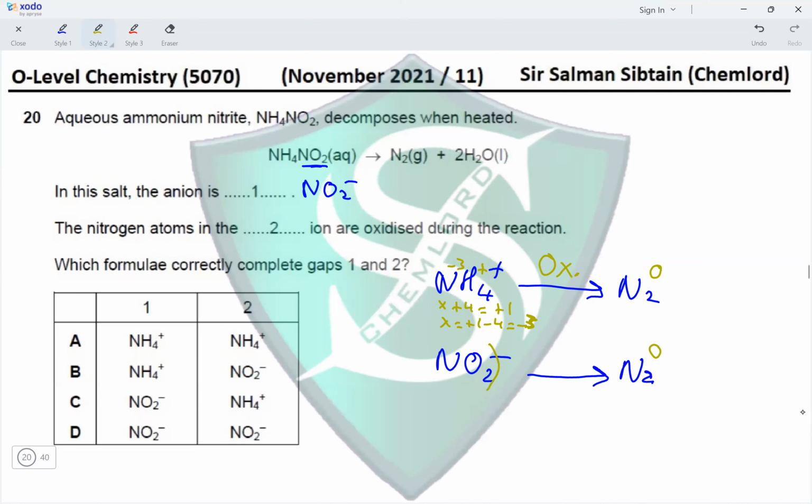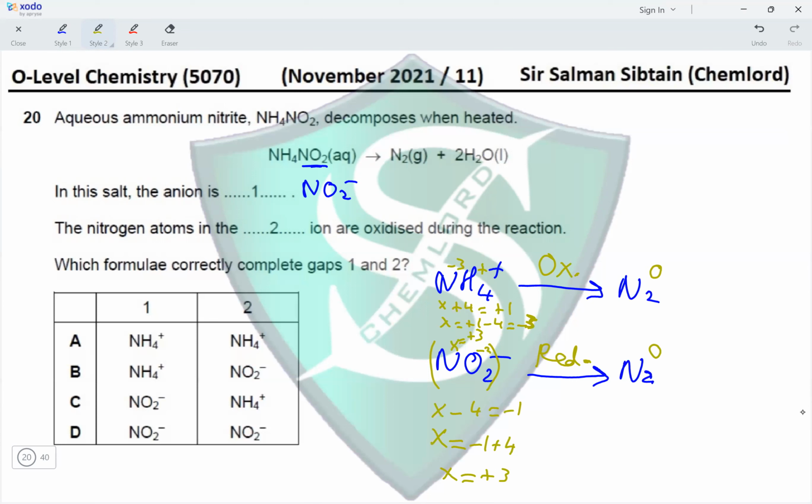Let's look at NO2 minus now. In NO2 minus, nitrogen will have a charge of x and oxide ions will have a charge of minus 2. So the equation becomes x minus 2 times 2 equals minus 1, which is the overall charge. x would be equal to minus 1 plus 4, so x is equal to plus 3. Going from plus 3 to 0 is gain of electrons, and gain of electrons is reduction. So the nitrogen atom in the ammonium ion is oxidized, and the nitrogen atom in the NO2 minus ion is reduced.